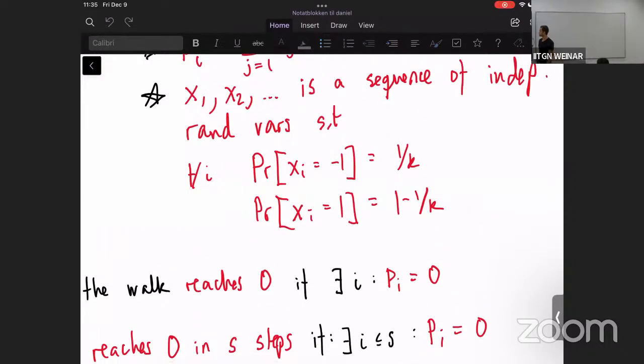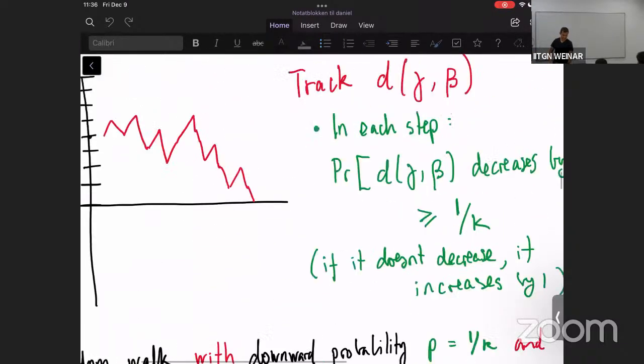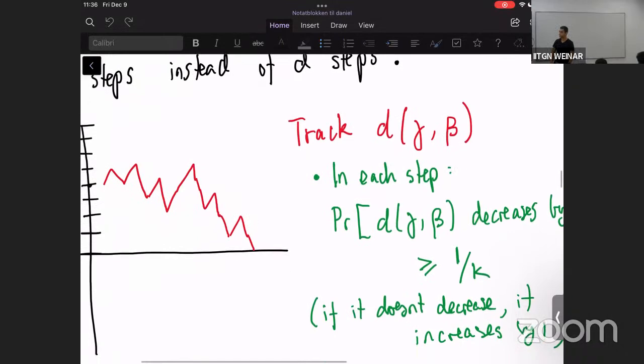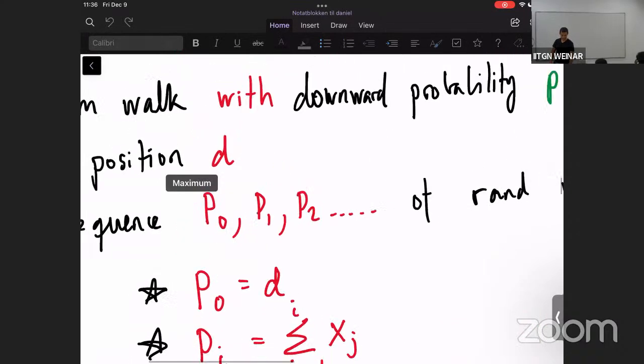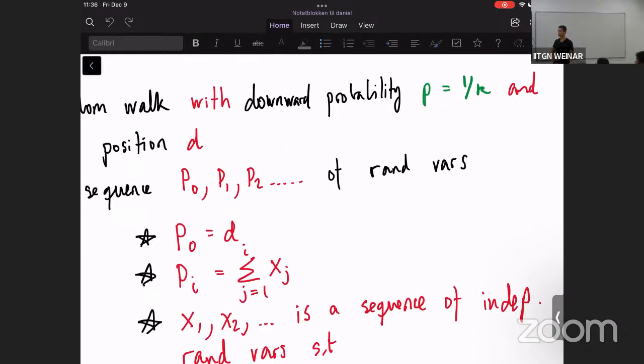Yes, exactly, because the pi's are the positions. pi plus 1 is equal to pi plus xi plus 1, just by definition. And therefore, pi plus 1 is equal to pi minus 1 with probability 1 over k, and plus 1 with probability 1 minus 1 over k. So this is what this thing looks like. So p0 is d, and pi is the summation of xi's up to i.